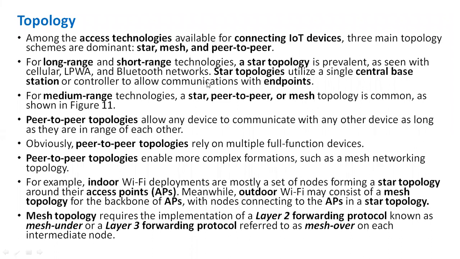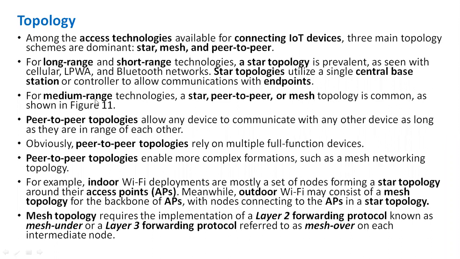If we come to star topology, basically how it looks: it uses a single central base station, and over this single base station all the remaining endpoints are connected. For medium range technologies, I already told you that star topology is suitable. But apart from star topology, we can use peer-to-peer topology or mesh topology also. For which range technologies?